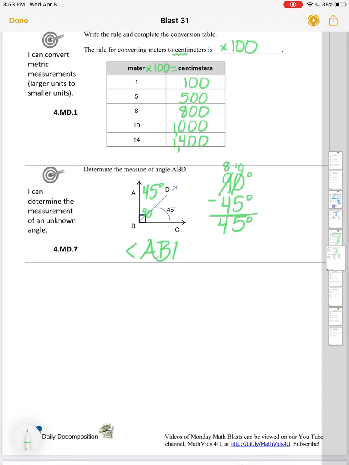So I'm going to state here angle ABD is equal to 45 degrees, which I know is an acute angle. It measures less than 90.